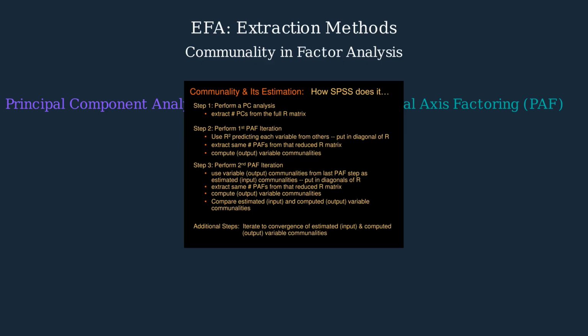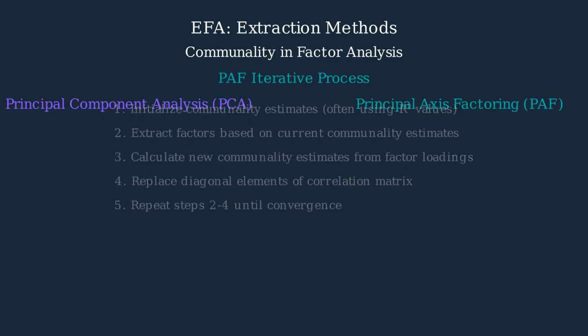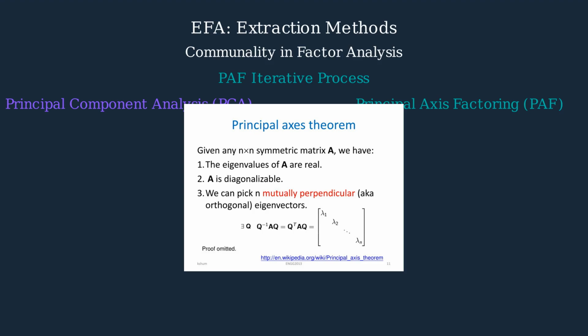Principal axis factoring uses an iterative approach to estimate communalities. Statistical software like SPSS follows a multi-step process to achieve this. It begins with initial estimates, then repeatedly refines them until convergence. The mathematical foundation of both methods relies on the principal axes theorem, which allows us to decompose a symmetric matrix into its eigenvalues and eigenvectors.